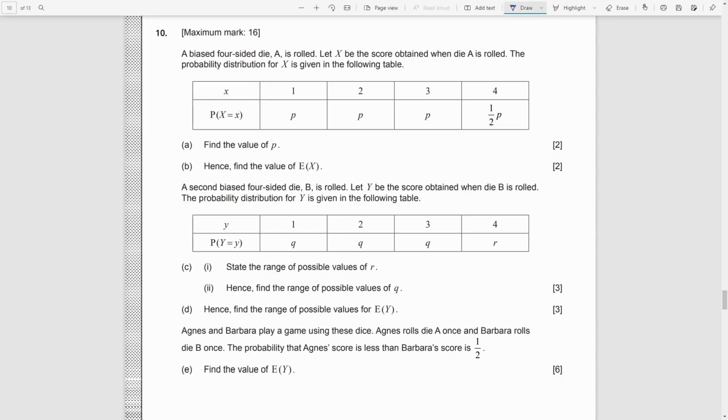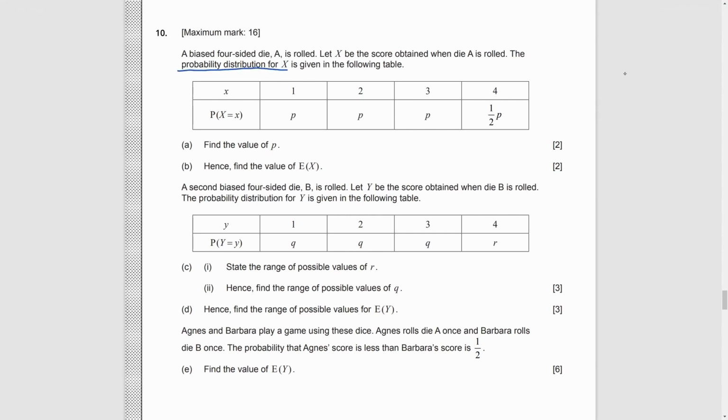Question 10. Here is a probability distribution table for X. Part A, we need to find P. As the probabilities of all the situations added together must be 1, we can simply make the equation and get P equals 2 over 7.